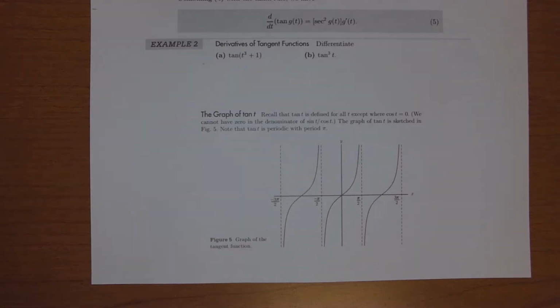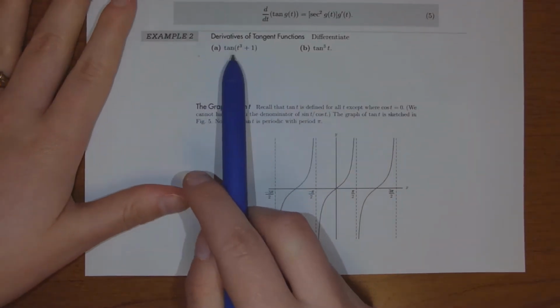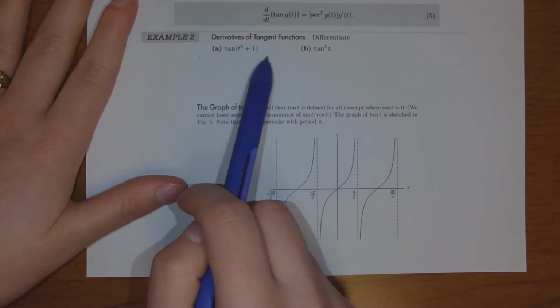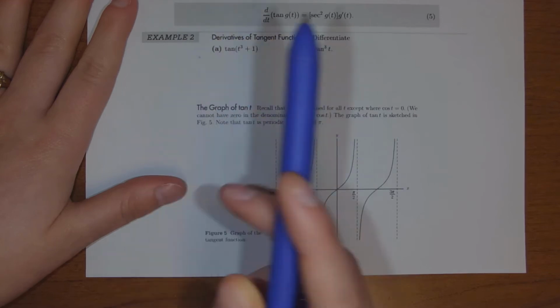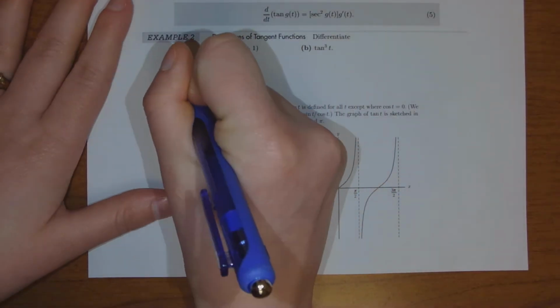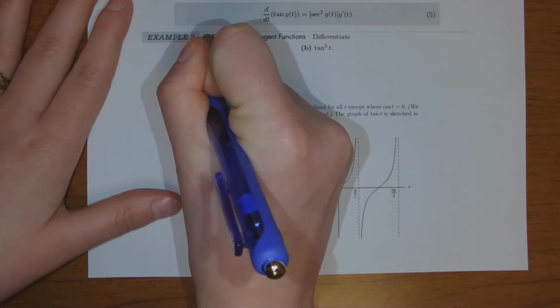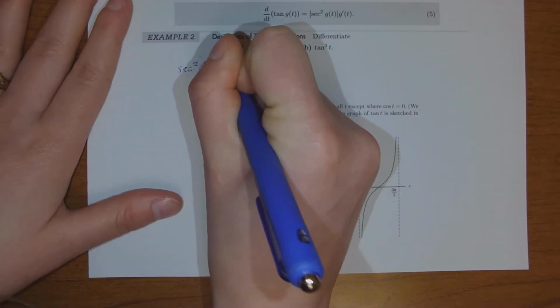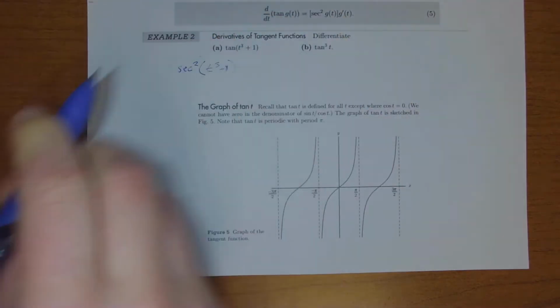Alright, so now let's go ahead and practice taking the derivatives of these tangents. So we have the derivative of the outside and the derivative of the inside here. So the derivative of the outside, the derivative of tangent, is secant squared of whatever is currently in there.